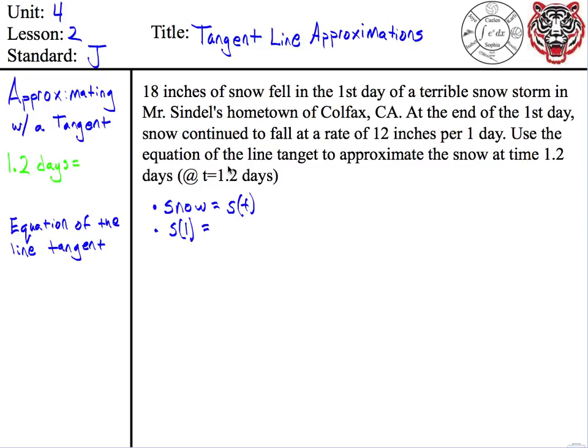So, 18 inches of snow fell on the first day of a terrible snowstorm in my hometown of Colfax, California. And at the end of the first day, the snow continued to fall at a rate of 12 inches per one day. So, we're going to use the equation of the line tangent to approximate the snow at time 1.2 days.